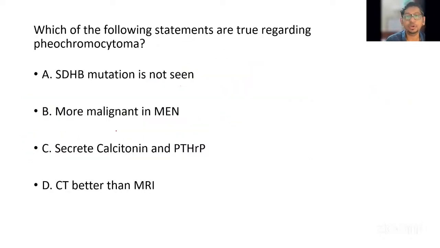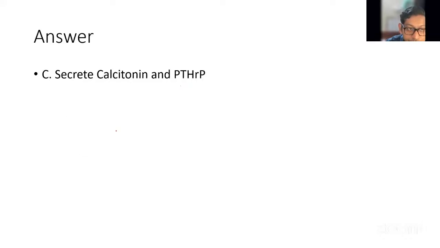Okay, which of the following statements are true regarding pheochromocytoma? SDHB mutation is not seen. They are more malignant in MEN syndrome. They secrete calcitonin and PTH related peptide. Or CT is better than MRI. Now this is a little complicated question, so let's go option by option. So the answer here is they can secrete calcitonin and PTH related peptide.